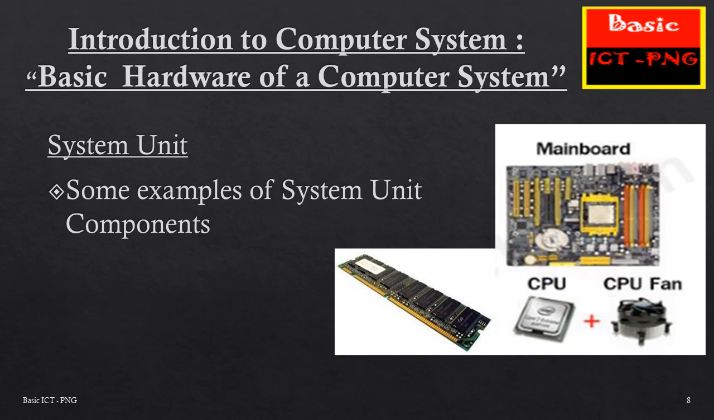Here are some examples of the system unit components. We have RAM, which stands for random access memory. We have the CPU. We have the CPU fan. The CPU fan goes on top of the CPU. And we have the motherboard. The CPU goes on the motherboard. The RAM falls in the slots on the motherboard. Take note that the system unit is not the same as CPU. All of these components make up the system unit. The CPU is on the motherboard.